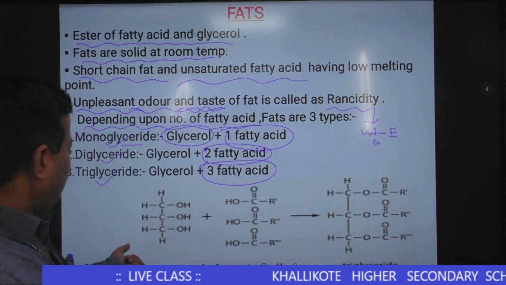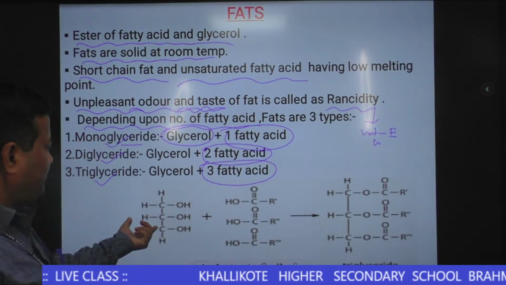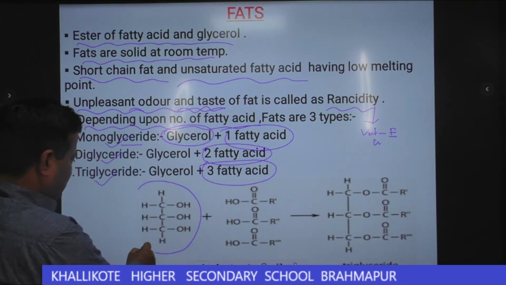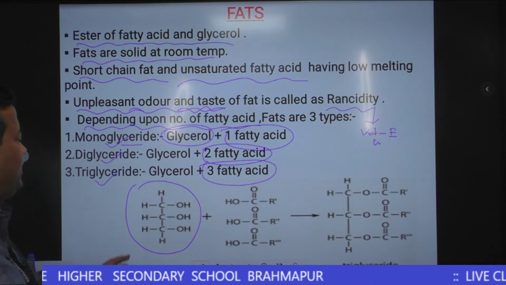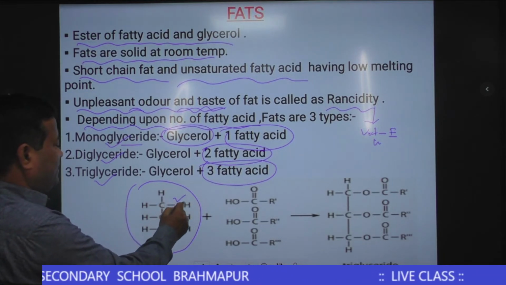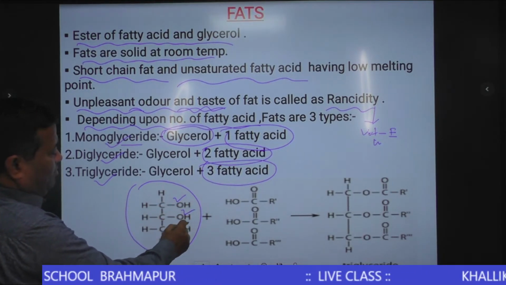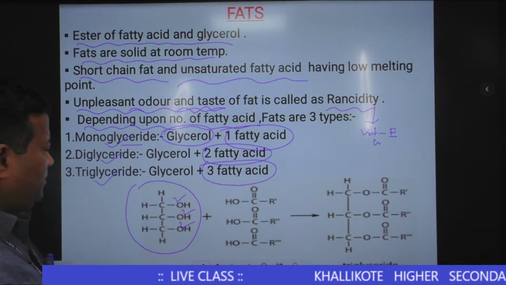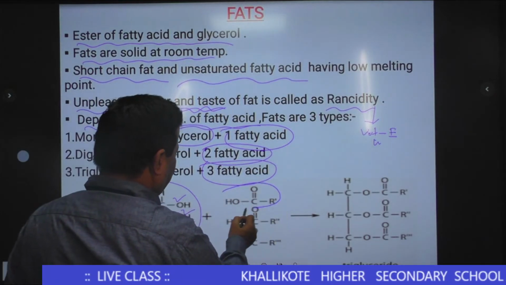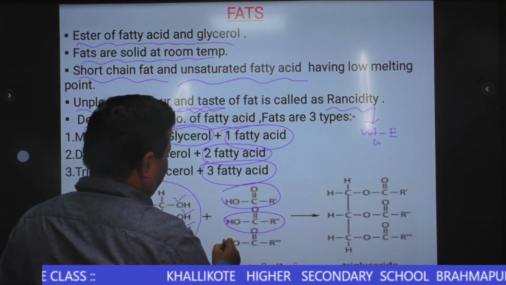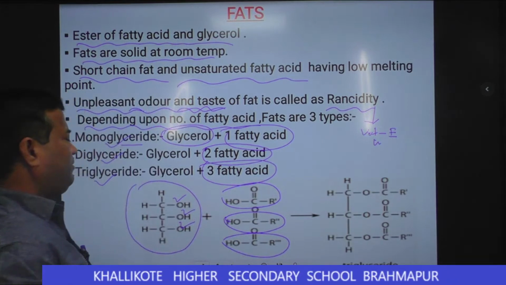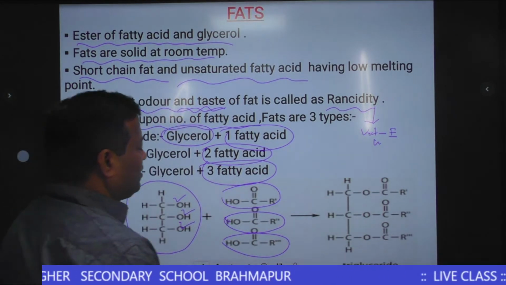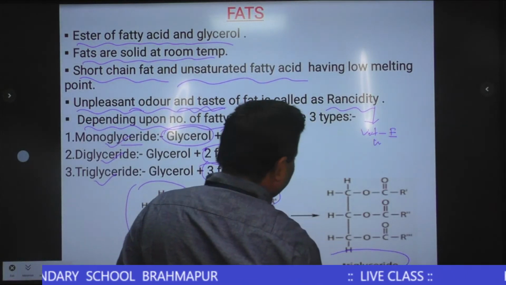Then see the picture on the board. Here this is glycerol, means here 3 OH groups are present. This is the first OH, this is the second OH, this is the third OH, hydroxyl group. But here 3 fatty acids are also present. When 3 fatty acids combine with glycerol, that results in the formation of triglyceride.